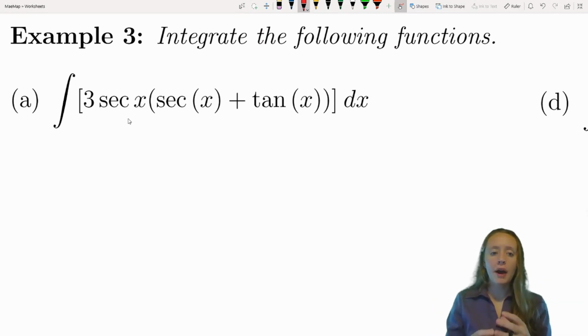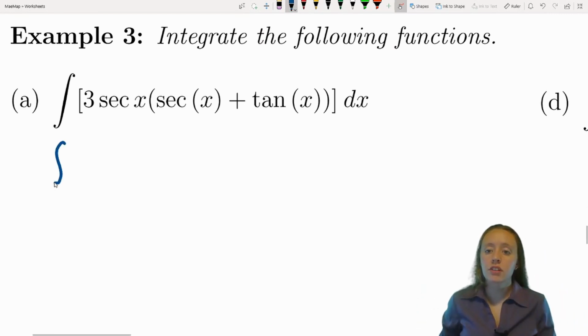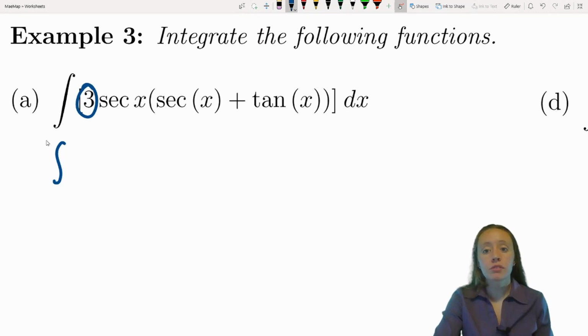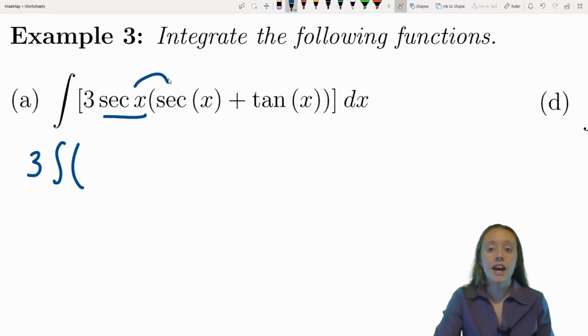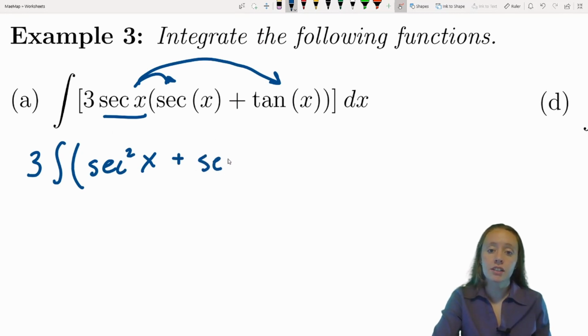But we don't really know how to integrate it without attempting to simplify it down first, so let's see if we get somewhere. I'll go ahead and distribute this 3 secant of x in, or actually better yet, I'll pull this 3 out in front so I don't have to worry about it. So pulling the 3 all the way out in front, now we'll just distribute secant of x to secant of x and tangent of x. So I'll get secant of x times secant of x, which will be secant squared of x, plus secant of x times tangent of x.